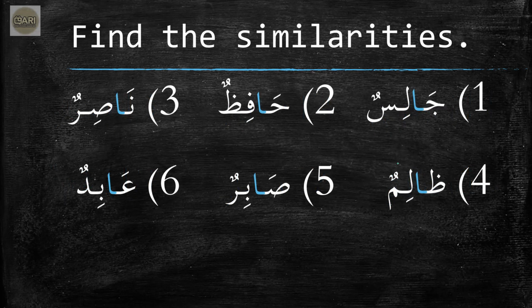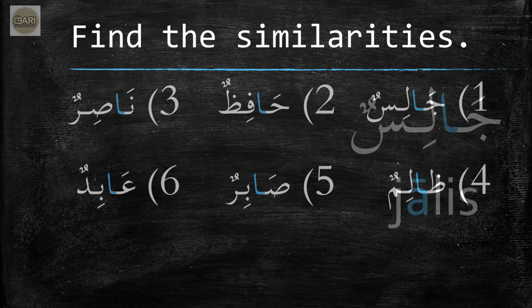If we look at those words, we can see that the extra letter here is the alif. The alif is the extra letter, and there it is demarcated in blue. We'll read those one more time. Jalis, Hafiz, Nasir, Zalim, Sabir, Abid. Remember, we don't have to pronounce the ending tanween with the dhammas if it is the last vowel sound on the word, and we stop there.